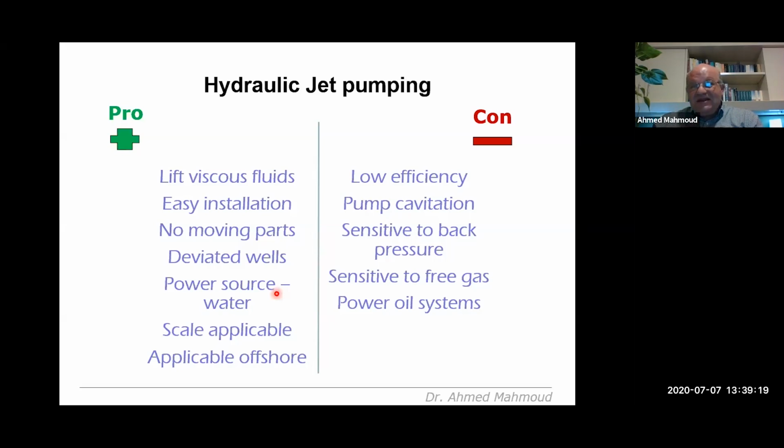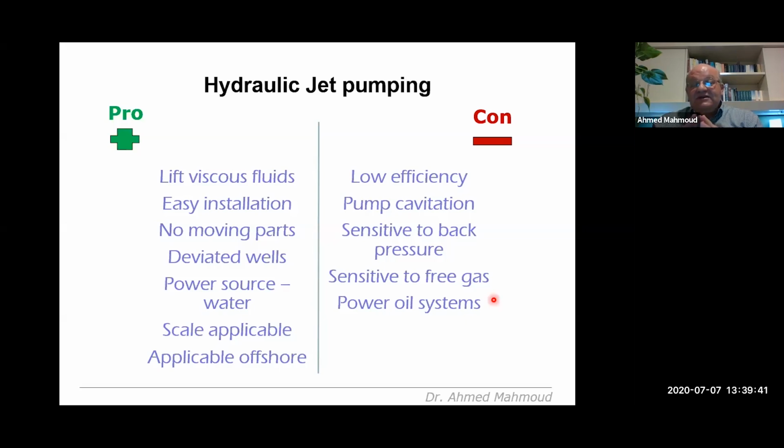artificial lift method. The cons, okay, well, not that much. Still, hydraulic jet pumping is one of the most favorite offshore. Okay, low efficiency. Pump cavitation occurs because it's a pumping system, so you need to make sure that there's not a lot of air or gas in. A bit sensitive to back pressure and sensitive to free gas also.